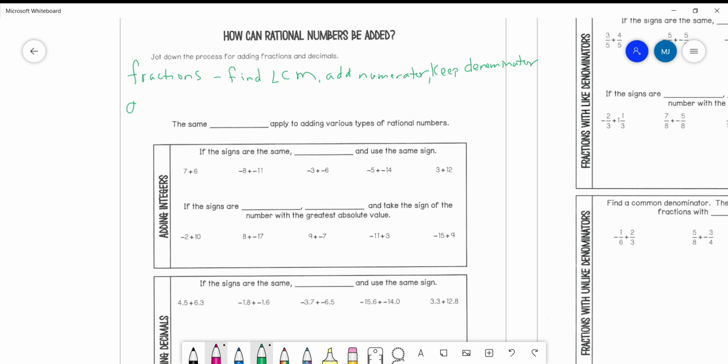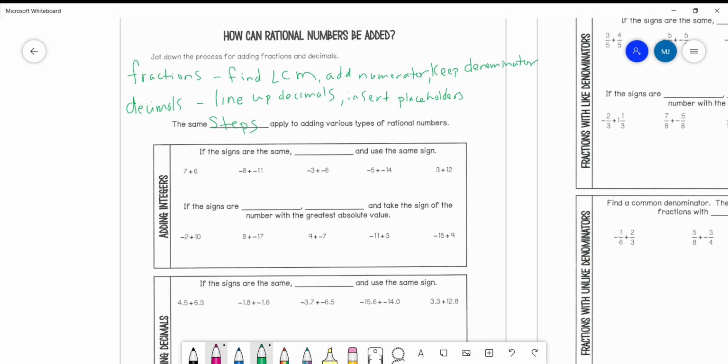Decimals. Line up your decimal points. And insert any placeholders. So if you need to add some zeros to hold a place value, then do that. The same steps apply to adding various types of rational numbers.